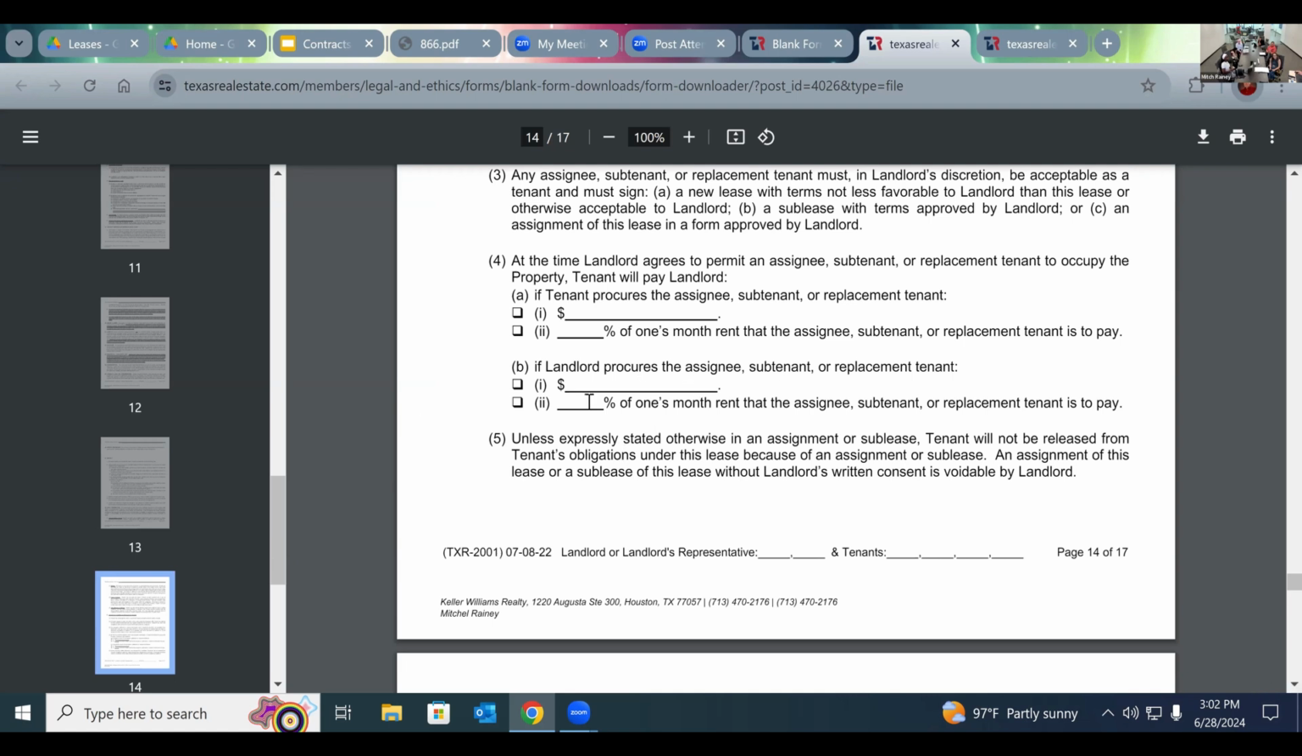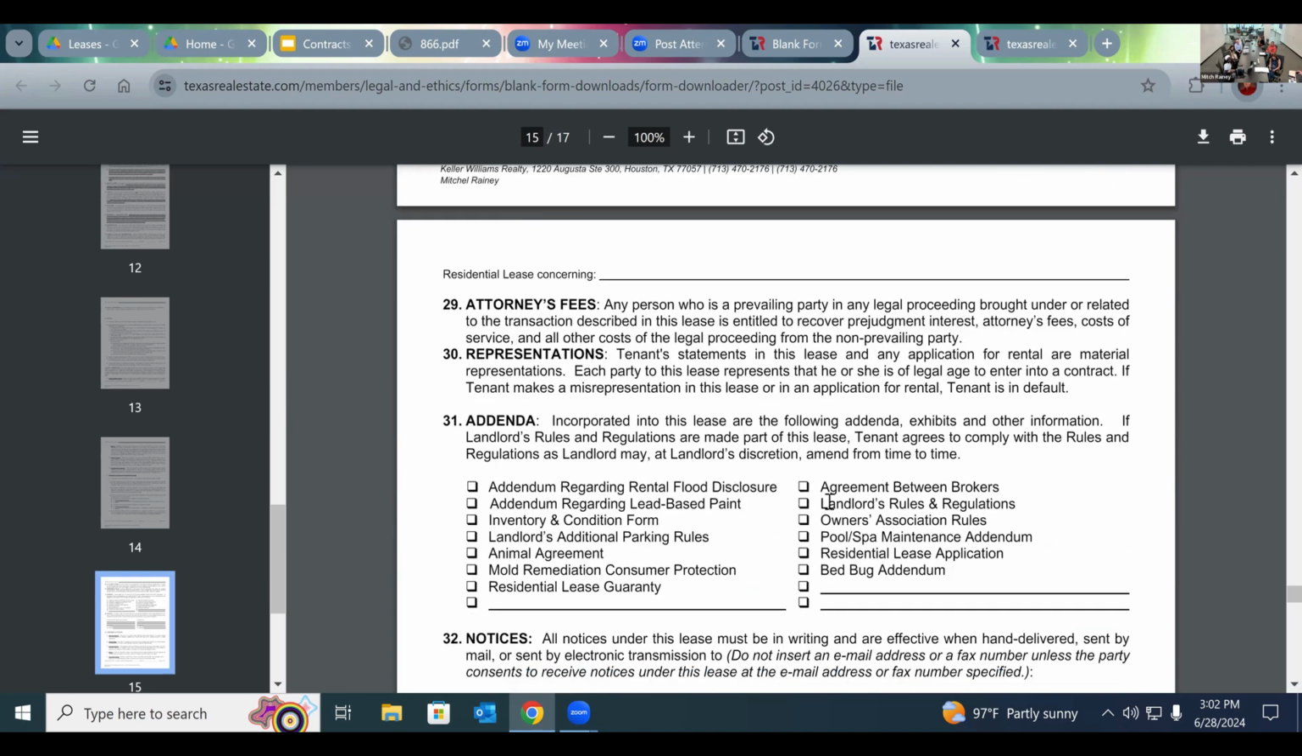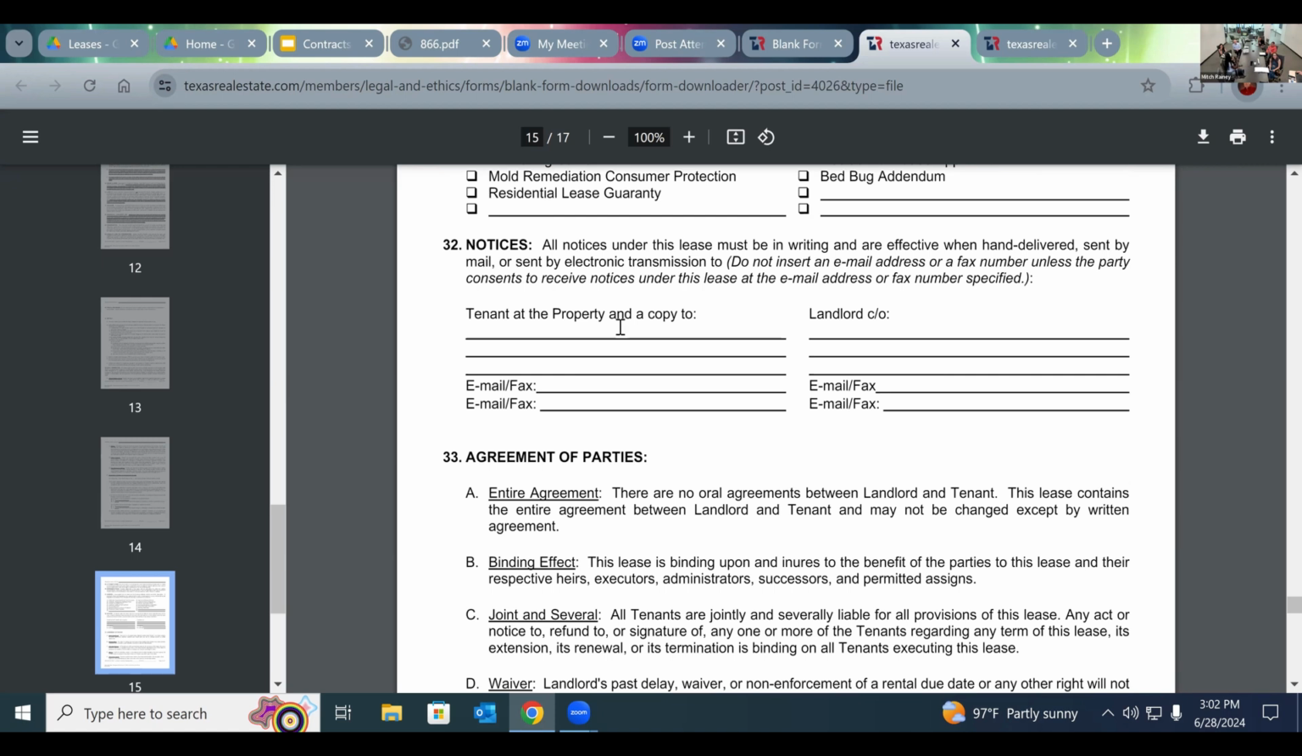If they're going to allow subtenants, normally when they get to this point, either I'll see them put no or extravagant amounts on here. Attorney fees, representation, what addenda is being added to the lease? If it's being added, it must be in paragraph 31. The next big paragraph, notices. If the tenant is going to be someplace other than the property, put it on here, and then where they want information going for the landlord.